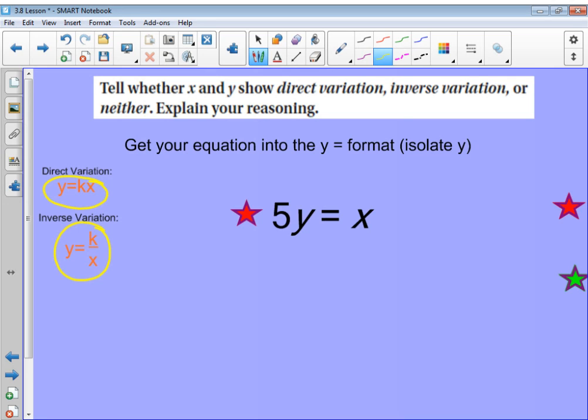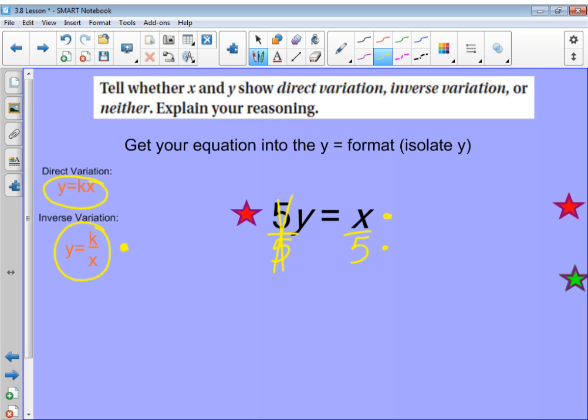So right now I have 5 times y. Well, to get y by itself, we would divide by 5. So we'll divide by 5. So I have y equals x divided by 5. So I'm seeing division. It looks like that, but the key thing is, notice where x is: it's actually on the top.